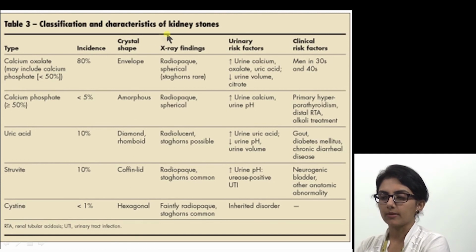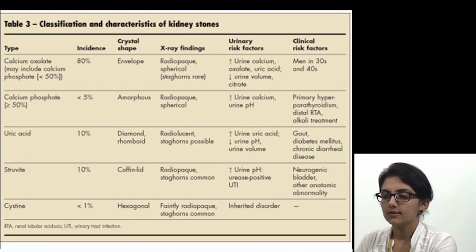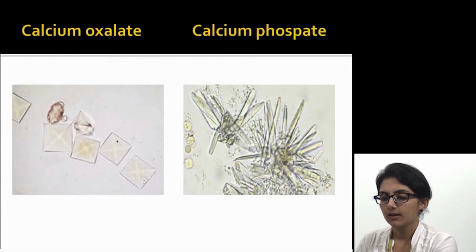The important things to remember clinically is that oxalate, phosphate, struvite and cystine stones tend to be radiopaque. However, urate stones are radiolucent and therefore can be missed on X-ray. And in terms of the urinary pH, calcium phosphate and triple phosphate crystals tend to develop in alkaline pH, whereas calcium oxalate, urate and cystine tend to develop in acidic pH.